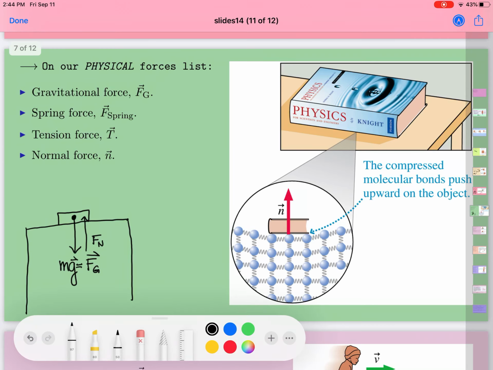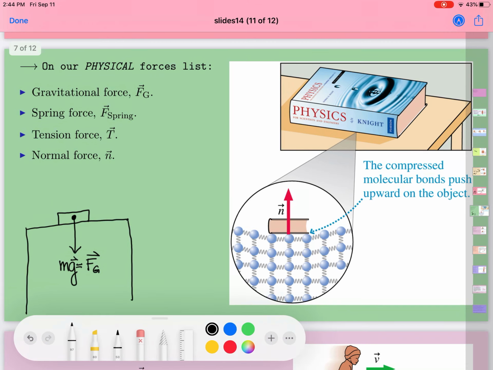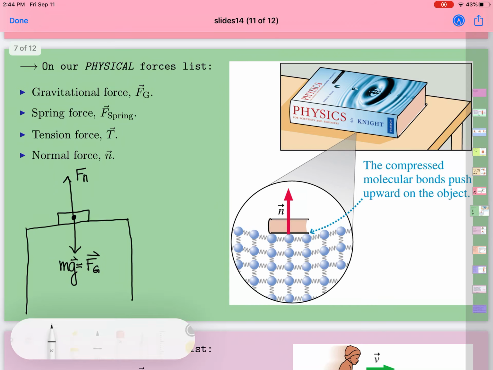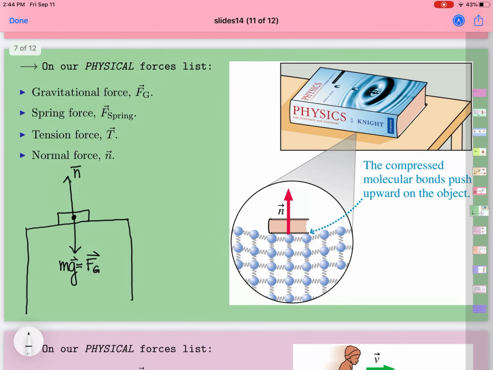But again, we always draw our vectors with respect to the center dot. So this normal force, which the book calls little n, so I'll use that notation, n is the normal force. And whenever we don't have any acceleration, or the block isn't moving, or the book isn't moving, whatever it is, then the normal force is going to be equal to the gravitational force.